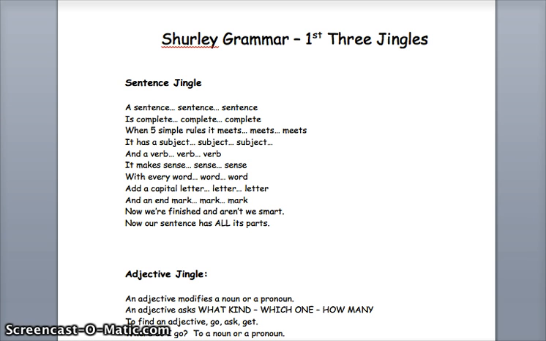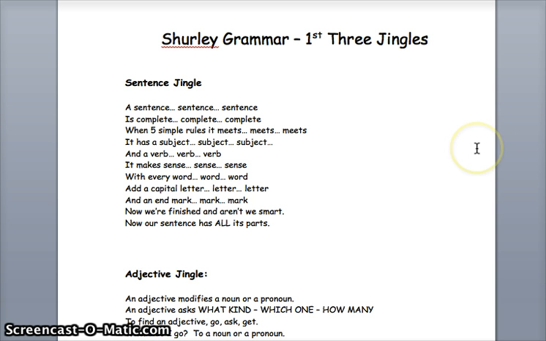So one more time, the jingle goes like this. A sentence is complete, complete, complete. When 5 simple rules it meets. It has a subject, subject, subject, and a verb, verb, verb. It makes sense with every word, word, word. Add a capital letter, letter, and an end mark, mark, and now we're finished, and aren't we smart? Now our sentence has all its parts.